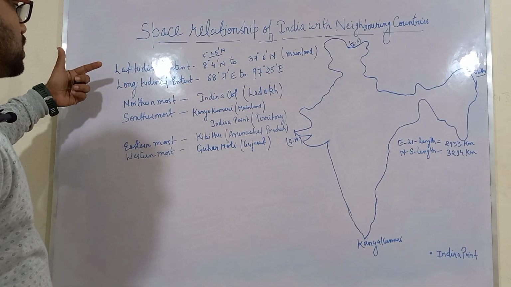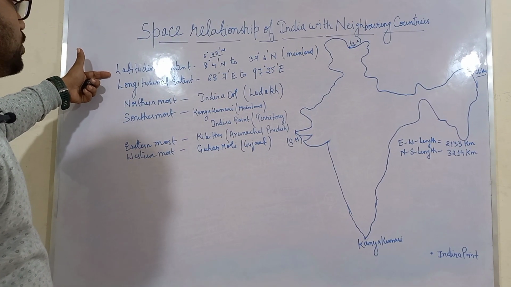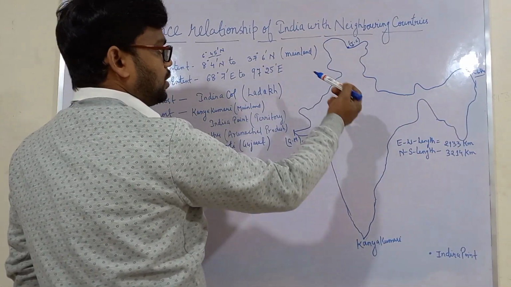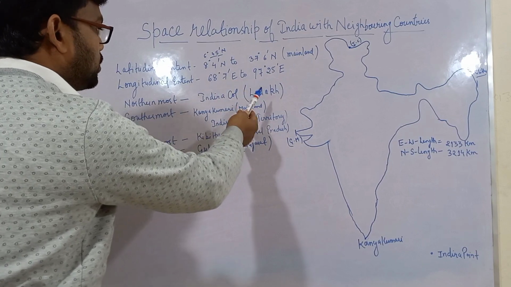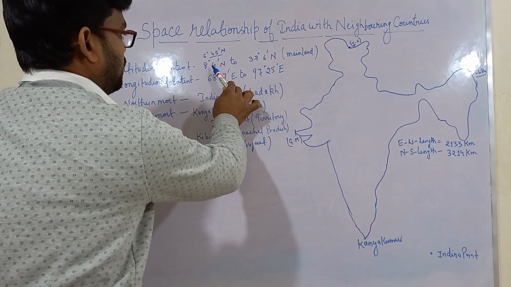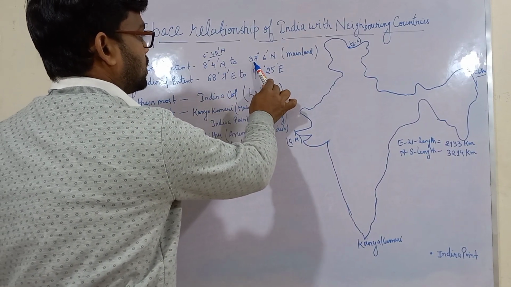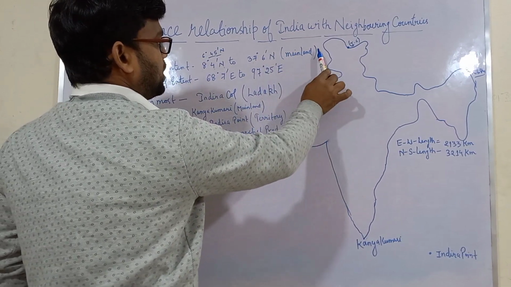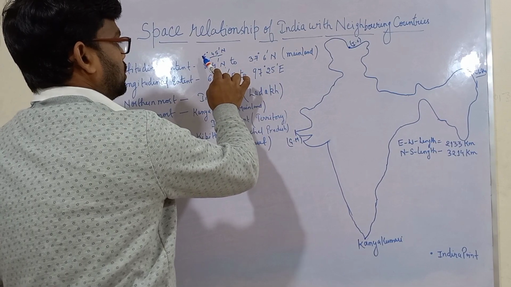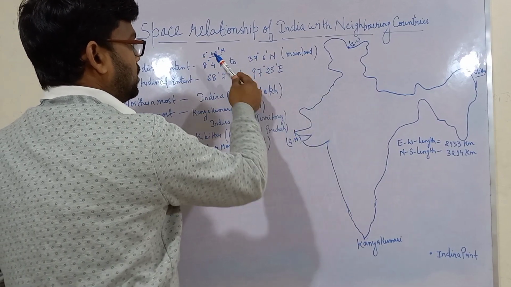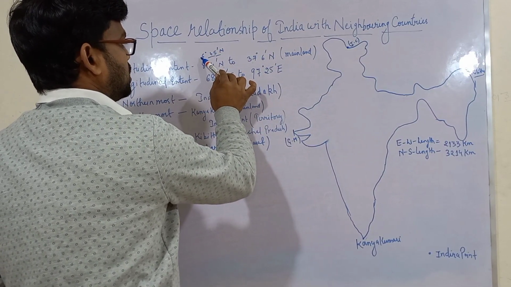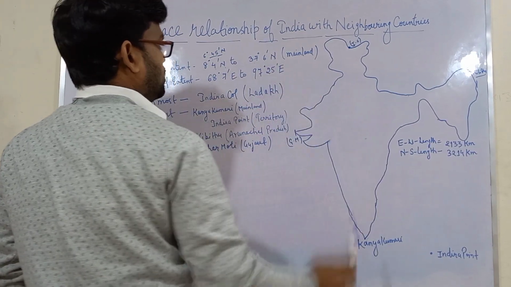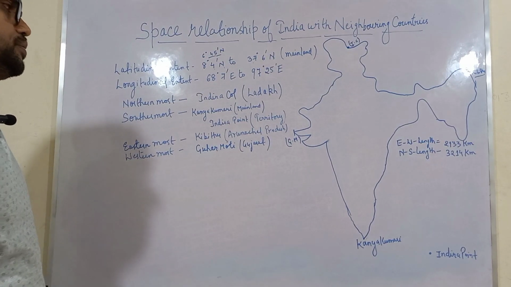So firstly we will see the latitudinal extent of India. What is the latitudinal extent of India? The latitudinal extent of India is 8 degree 4 minutes north to 37 degree 6 minutes north. This is in the mainland, while if we talk about territory, then it will be from 6 degree 45 minutes north to 37 degree 6 minutes north.